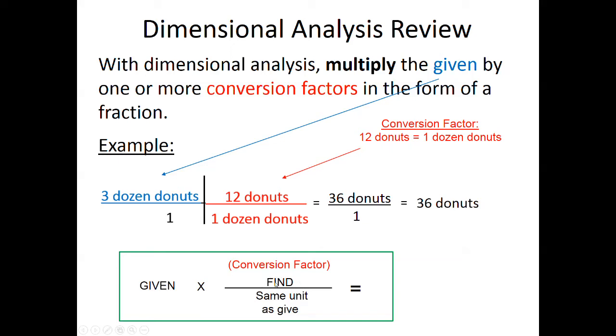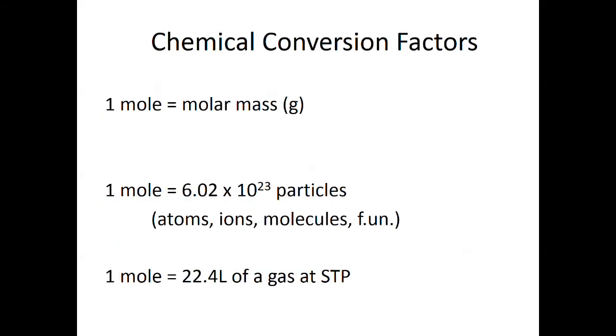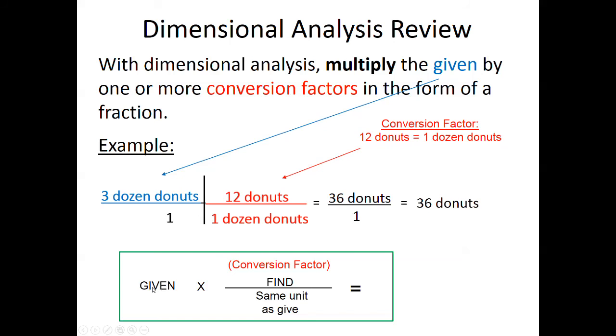Whatever you're trying to look for goes on top, and whatever you were given is going to go on the bottom. So for example, if you were given liters and you were asked to find moles, which conversion factor are you going to use? Again, you were given liters, so that's here, and you are looking for moles. So your 22.4 is going to go on the bottom, and your 1 mole is going to go on top. Again, this is just your general equation. It's going to change for your multi-step and for your other problems that we're going to be learning how to do.